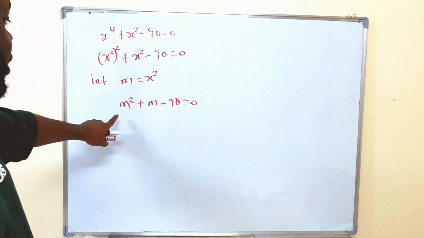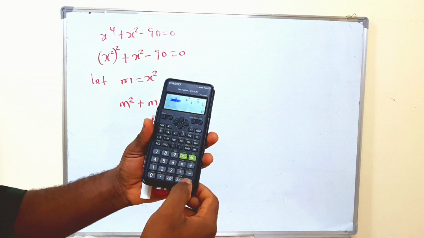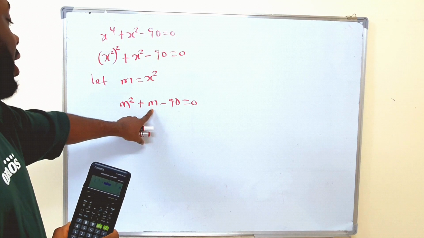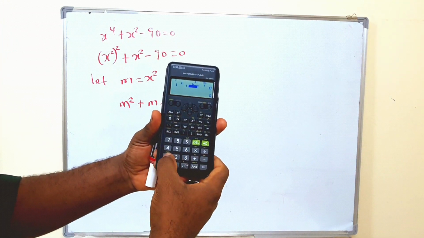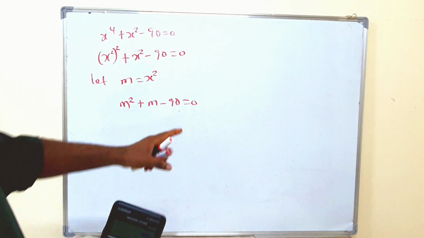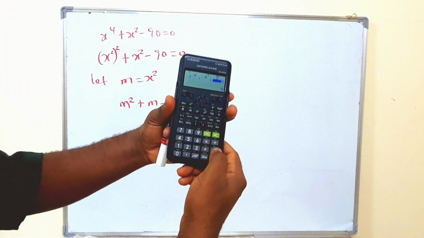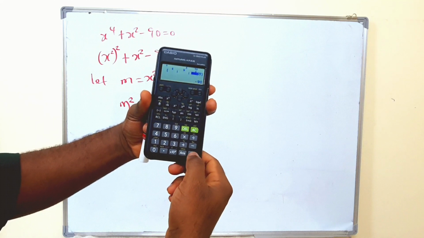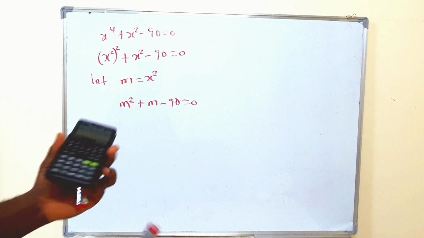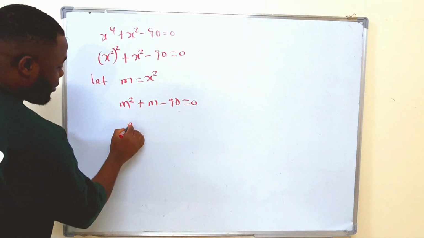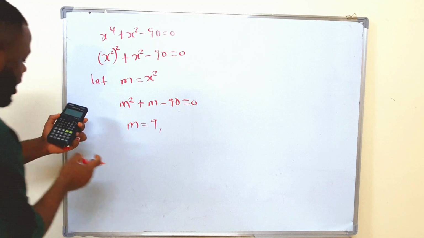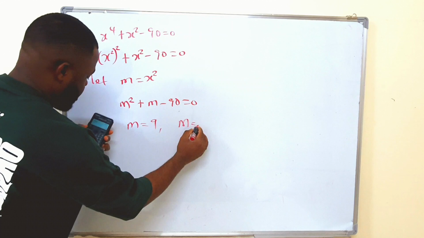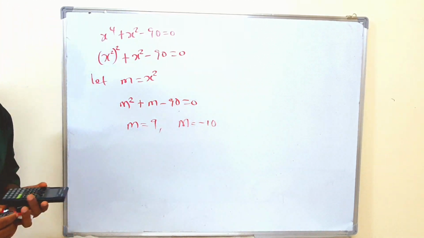Then you enter the first coefficient. The coefficient of m squared is 1. You press 1, equals. The coefficient of m is 1, you also press 1, equals. Then the constant c is negative 90. You press equals, then you press equals again. You have m equals 9, and you press it again, m equals negative 10.